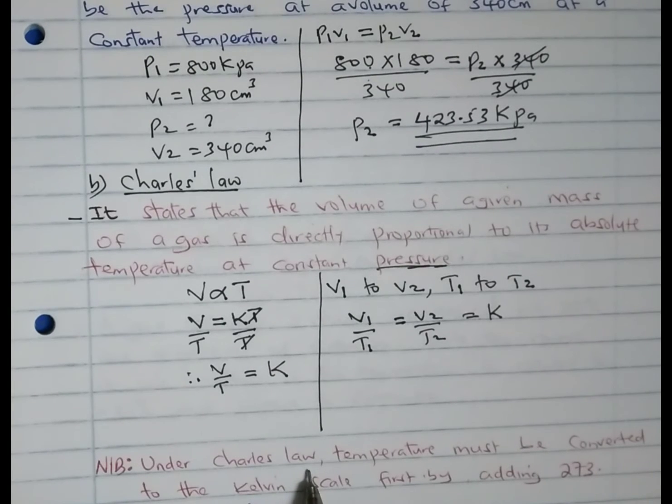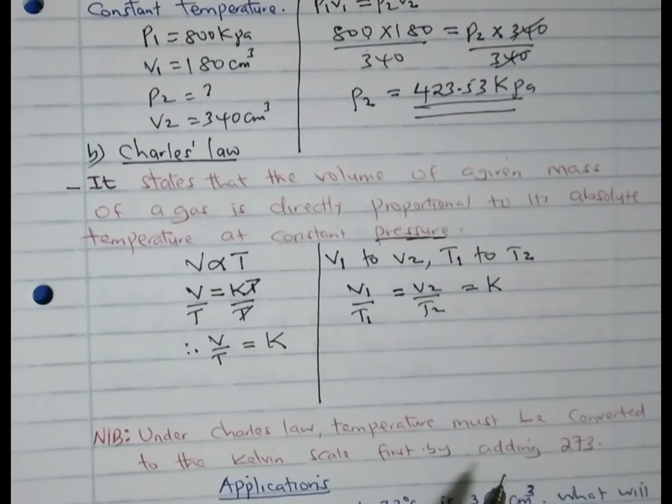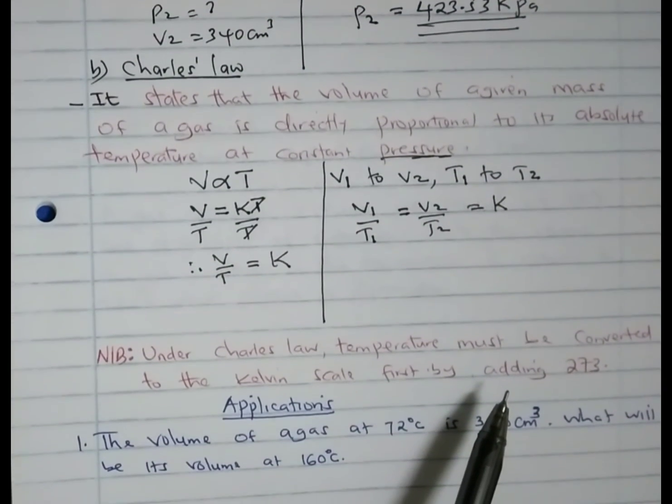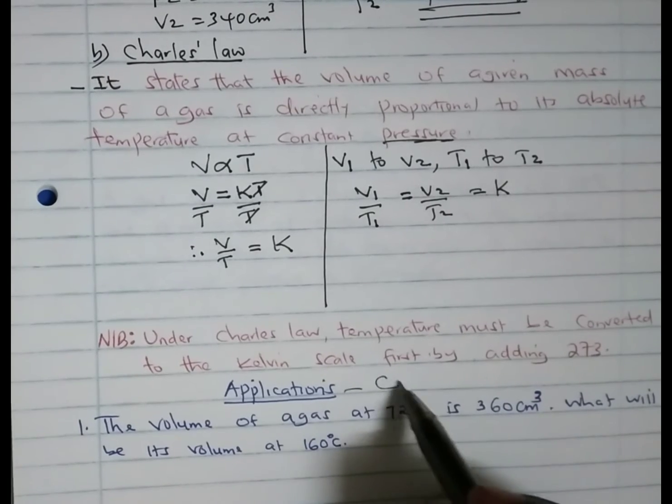Under Charles' law, temperature must always be converted to the absolute scale, and the absolute scale is always in kelvins, and we do this by adding 273 to any temperature given in degrees Celsius. So let us look at the application part of this Charles' law, and application is in form of calculations.